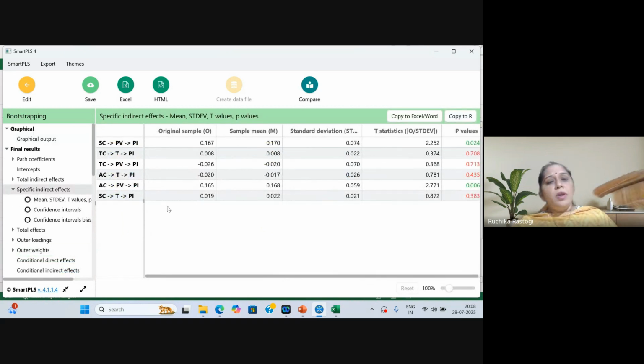Yes, now. Are you able to see that all 6 relationships are there? We were having 3 independent variables, SC, AC, TC. So SC has shown the result indirectly through PV also. So if you will see, PV is mediator 3 times and T is also mediating 3 times.